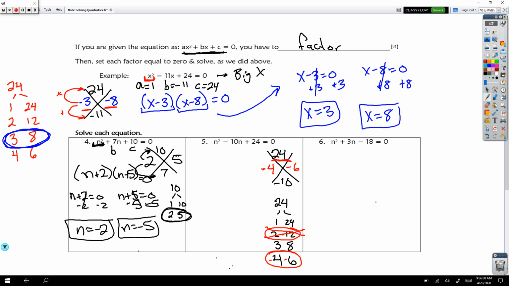Okay, so sometimes you'll run into problems like this where two things potentially work, so you have to check to make sure that they both multiply and add up to give us what we need. Don't just assume it's the first thing you see. Okay, so our two factors, n minus 4 and n minus 6, setting each piece equal to 0, add the 4, add the 6.